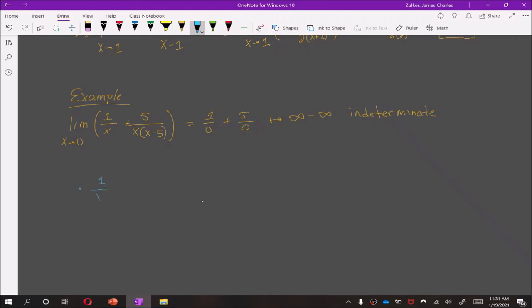We look at 1 over x plus 5 over x times x minus 5. We need a common denominator. All right, so the common denominator is x times x minus 5. We'll have x minus 5 plus 5. That simplifies to x over x times x minus 5. We can cancel out the x's. We'll be left with 1 over x minus 5, valid as long as x is not 0.